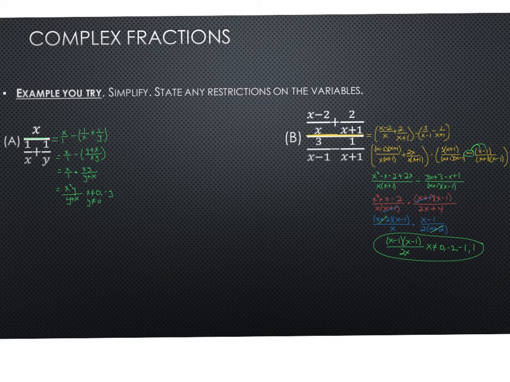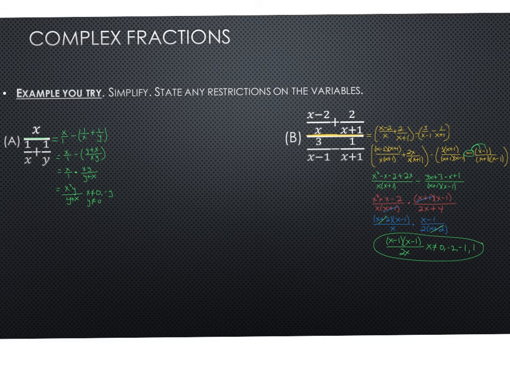Okay, so hopefully for A, you did get x squared y over y plus x, where x cannot be 0 or negative y, and y cannot be 0. And for letter B, hopefully you found x minus 1 quantity squared over 2x, where x cannot be 0, negative 2, negative 1, and 1.